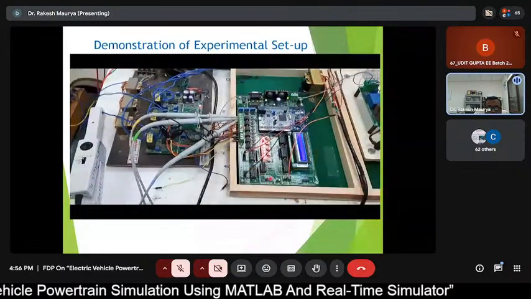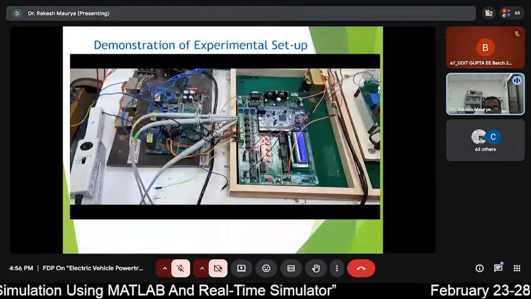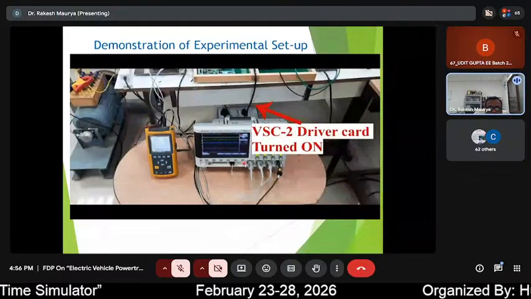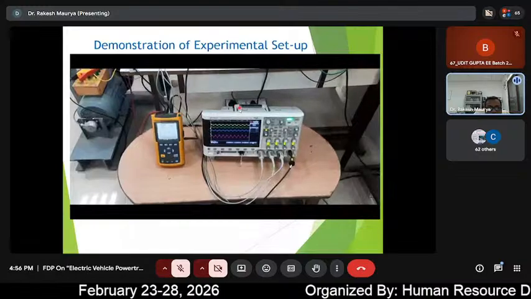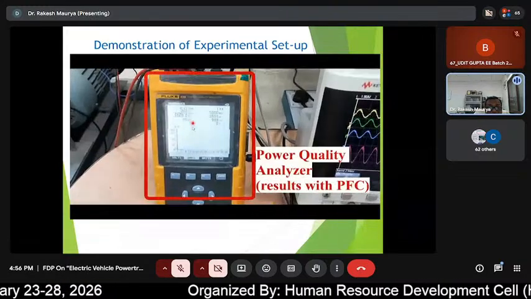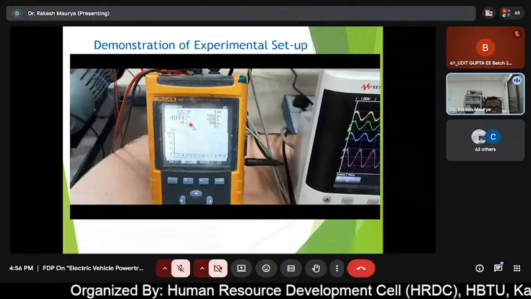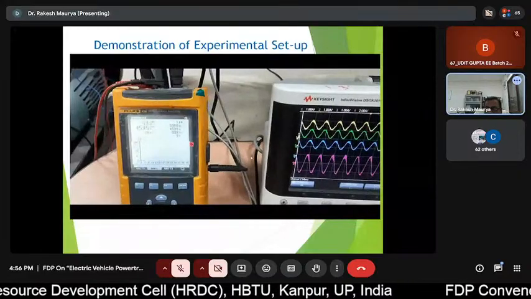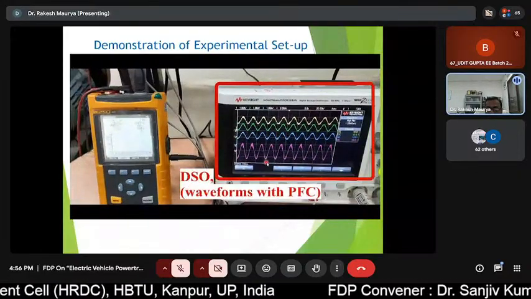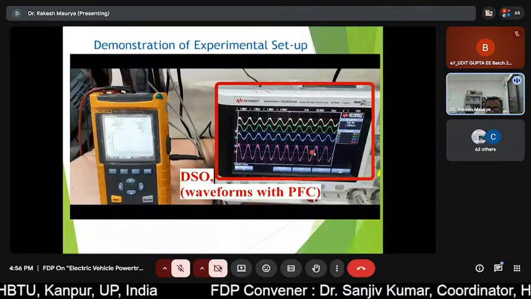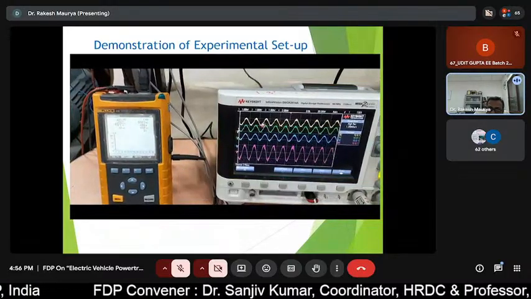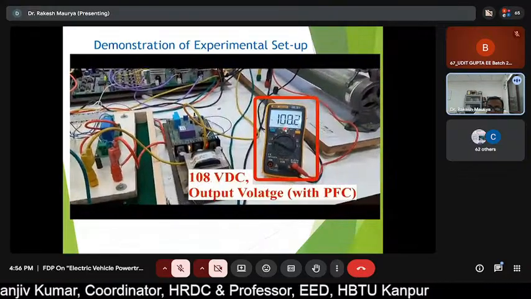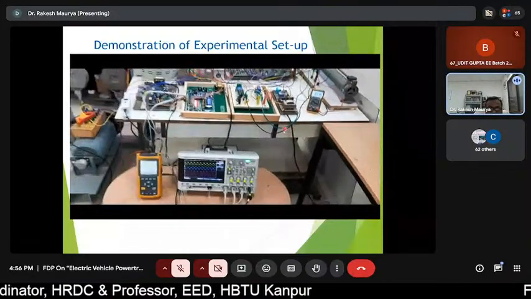This is the STM32 controller. Here without PFC we are maintaining this. Now we have switched on the driver circuit so as to start the operation of the inverter. And now see, during the operation, when the entire system is running, your input current THD comes down below 5%. Here the purple color is the motor current, and the first three are the motor winding currents. And see, at the DC link we are maintaining 108 volt.